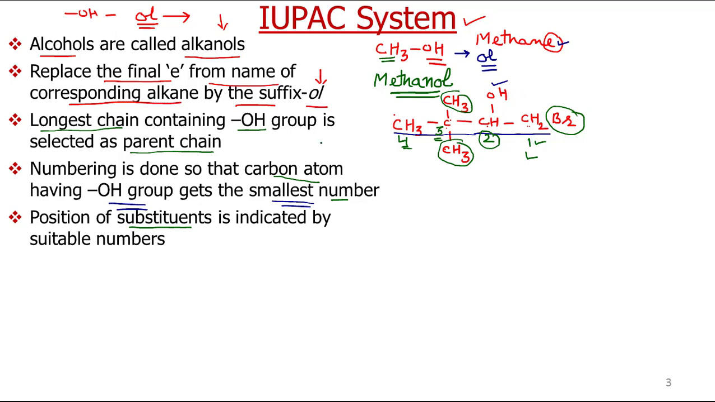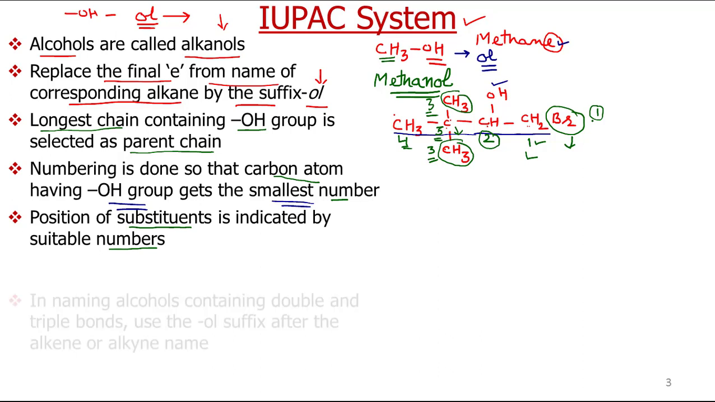So this is the part of the chain because we have chosen the longest chain containing the OH functional group. These substituents are indicated by suitable numbers. The two methyl groups are attached to the third carbon, so the number for these two methyl groups will be 3. We will denote these two substituents by 3. Similarly, this Br group is attached to the first carbon, so we will denote this Br by number 1. So this is how we denote the substituents.